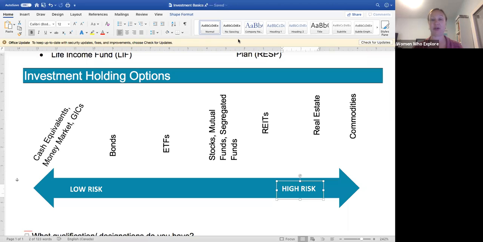So on that safety side, we've got the cash equivalents, which would be the money market or your guaranteed investment certificates. The next step up from there would be bonds. We don't typically see individual bonds too often anymore. Typically, you would see bonds as part of a portfolio. Bonds are typically issued by the government when they're trying to raise some money. And they're pretty safe because most of the time governments don't fail, and they guarantee that they're going to pay out on that bond.